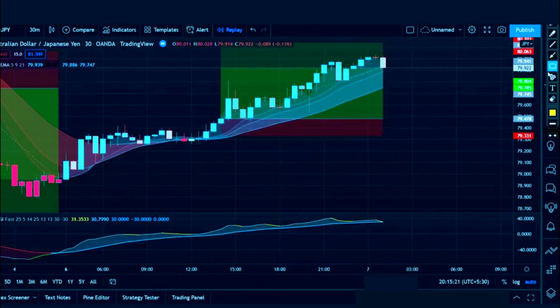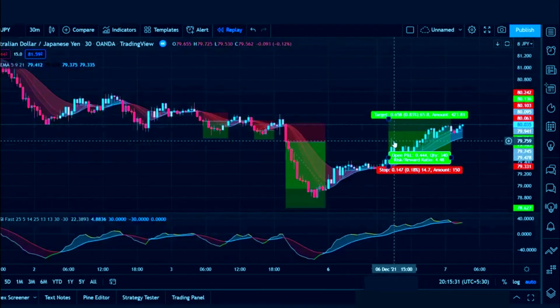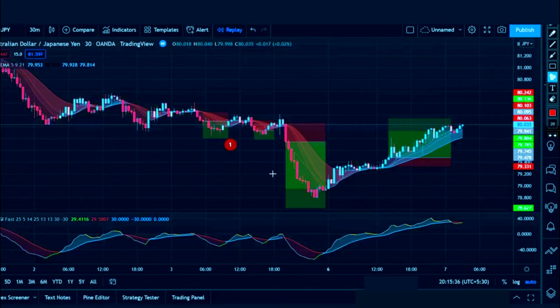So you can have a look here. We have made very high profits on this trade as well. So till now, we have executed 4 trades, out of which we have generated profit in 3 trades. So overall our account is in very good profit.